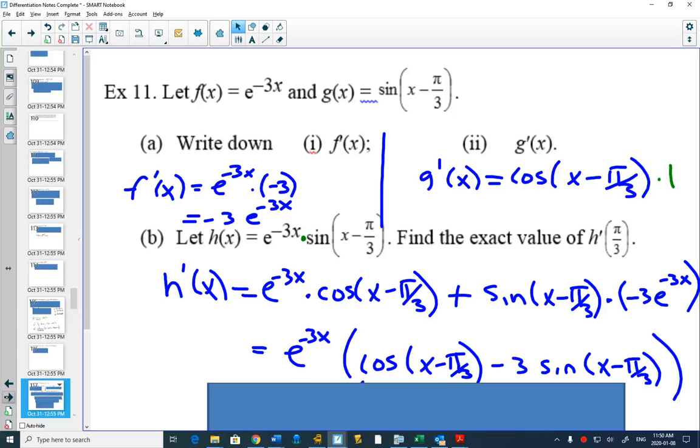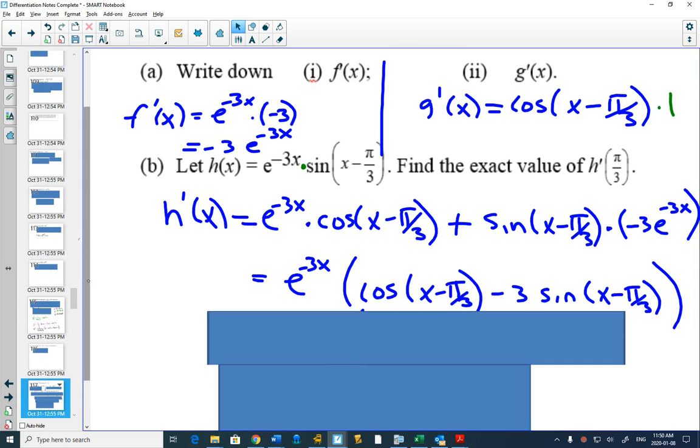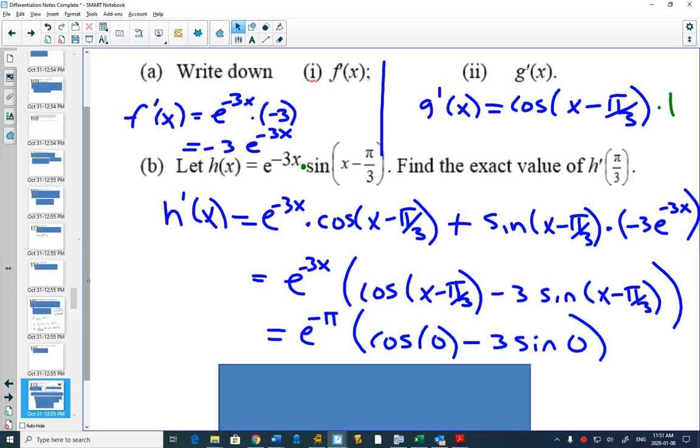Now, if we wanted to simplify this, we could notice that this e to the minus 3x is in both of these expressions, and you could factor that common factor out. Factoring out a common factor in complicated expressions comes up more and more often in calculus. The reason it's nice to factor this out is because now, if you plug in pi over 3, this just becomes e to the negative pi.